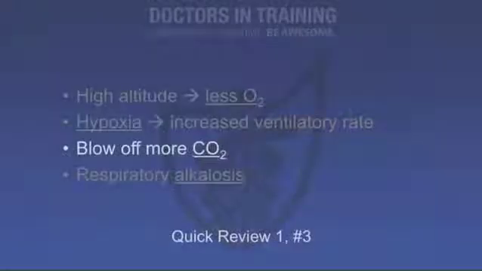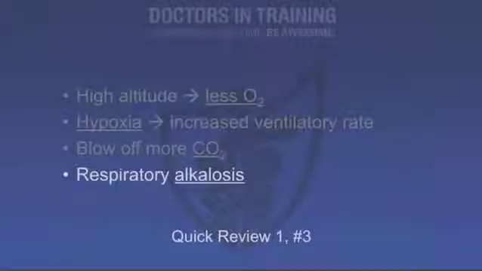And as you increase your breathing rate, not only are you going to be able to oxygenate your body better, but you're also going to blow off more CO2. And when you blow off more CO2, this causes a disruption of your bicarb CO2 balance, and you're going to get a respiratory alkalosis. So you get a respiratory alkalosis at high altitudes because you're breathing more to correct your hypoxia.